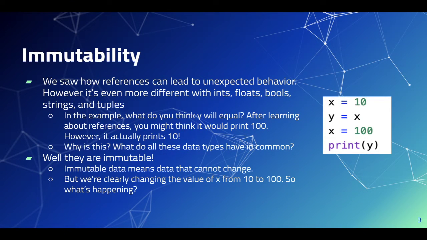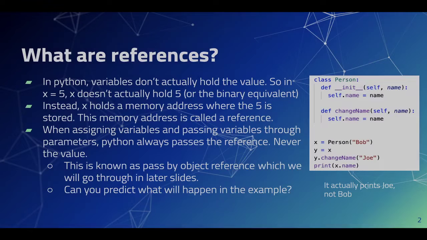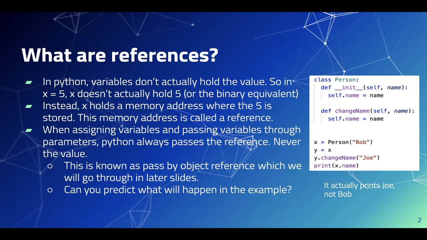So let's talk about immutability then. We saw how references can lead to unexpected behavior in our code, right? Well, what if we do similar things with ints, floats, booleans, strings, and tuples? Well, it's not the same when we do it with these data types. If I set x is equal to 10, y is equal to x, then x is equal to 100, and print y, looking at the previous slide, it's natural to think that since y is equal to x has the same reference, that it would change like y.changeName to Joe would also change x.